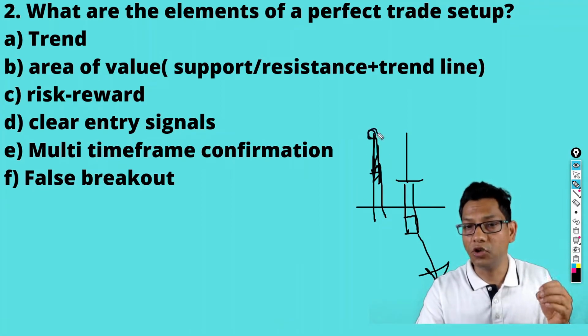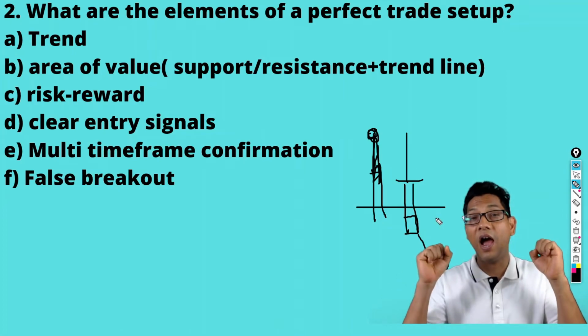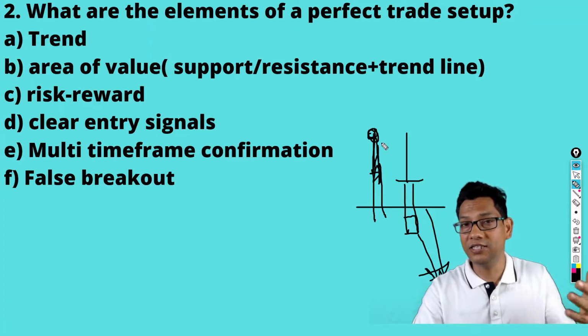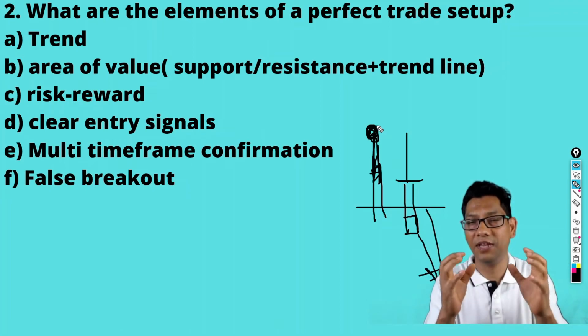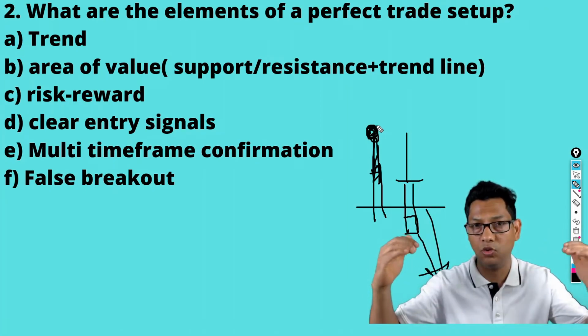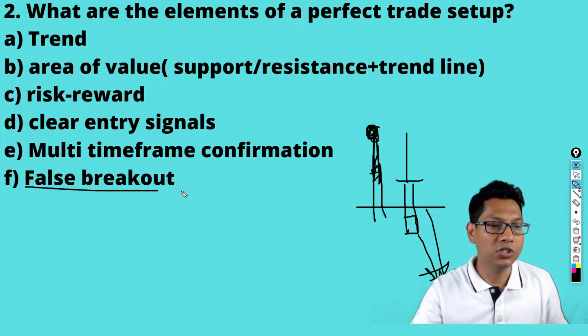If you see a false breakout before this pin bar, then there is a high chance that the price will go with a huge momentum, because this is what happens when there is a false breakout. That means it has grabbed enough liquidity, it has momentum, and it might go a lot. That is the big one, false breakout.